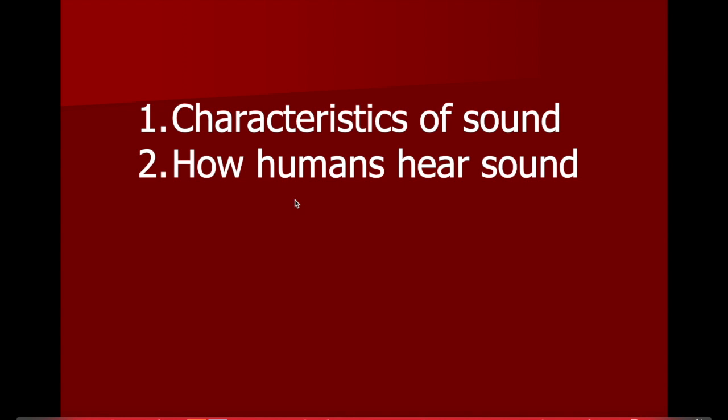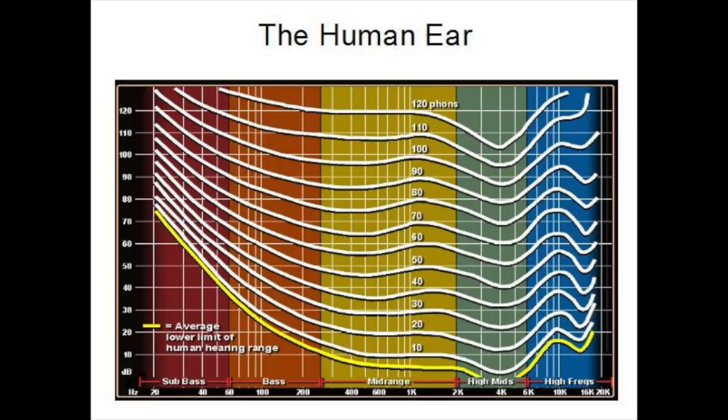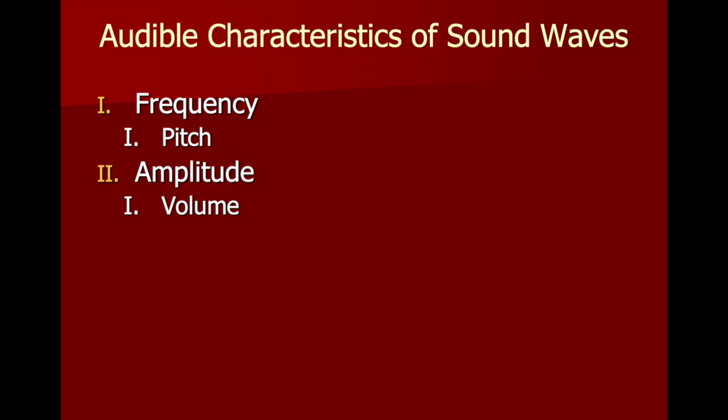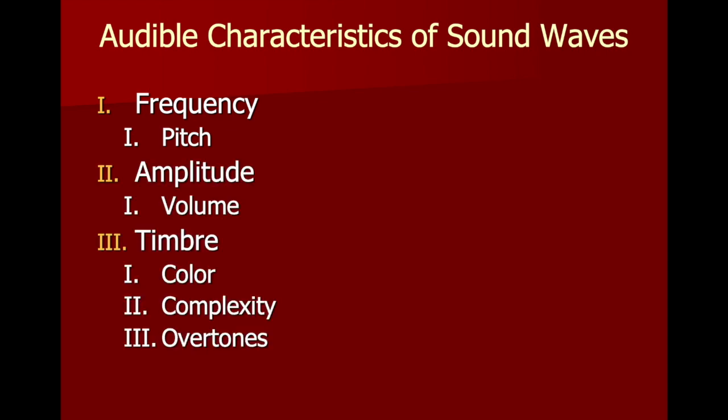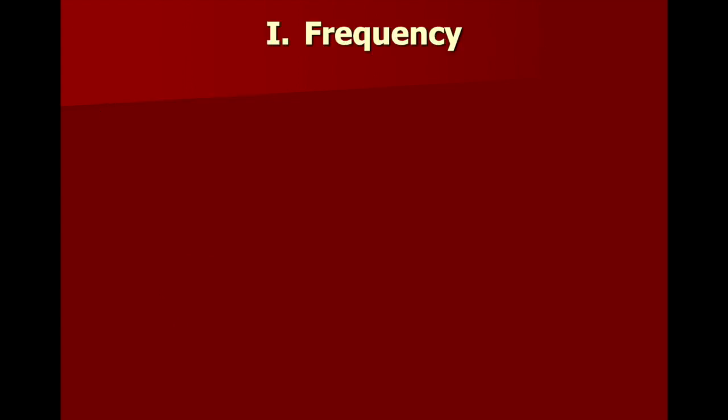In this video, we're going to talk about the characteristics of sound and how humans perceive sound and how humans hear sound. Characteristics of sound that we're going to cover include frequency and its relationship to pitch, amplitude and its relationship to volume, and timbre, which is everything that we do in the studio. That's about the color. Let's go.